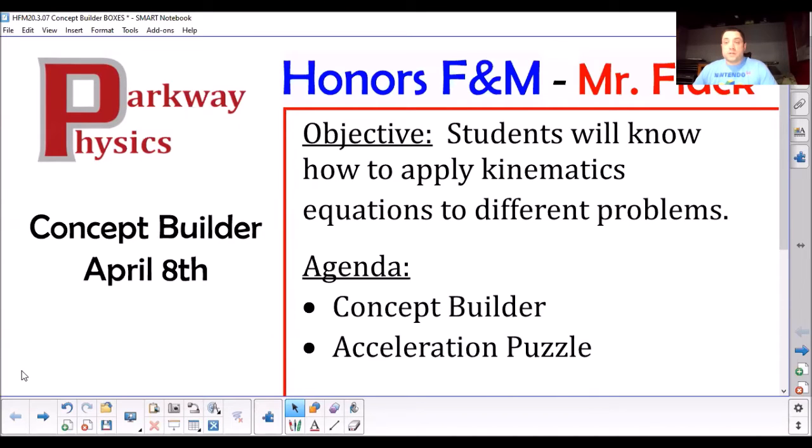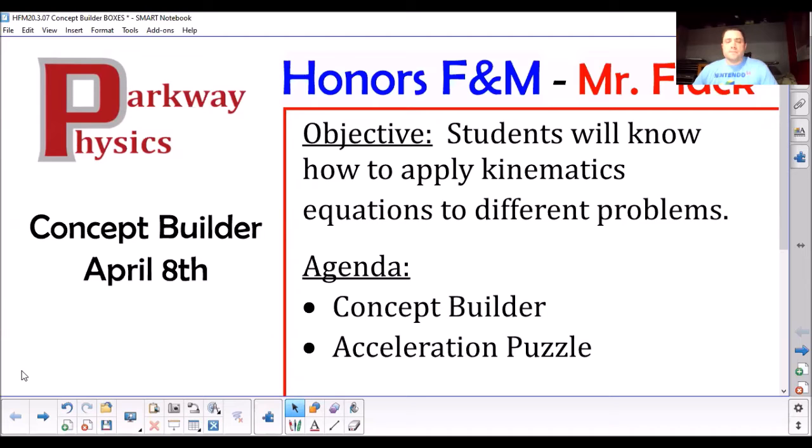Okay, so we are still working on kinematic equations, and still getting this idea of free fall and all this kind of stuff. Today we're going to be doing a concept builder, a simulation activity similar to one you've already done.